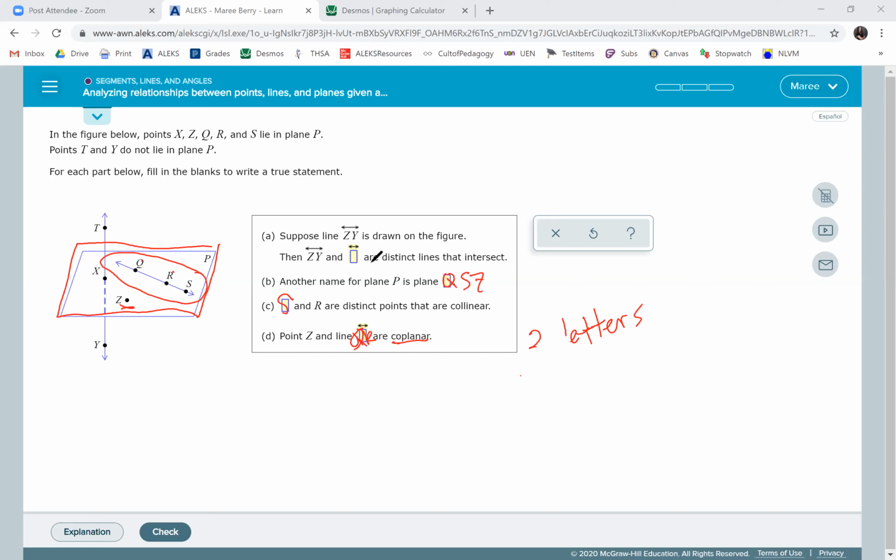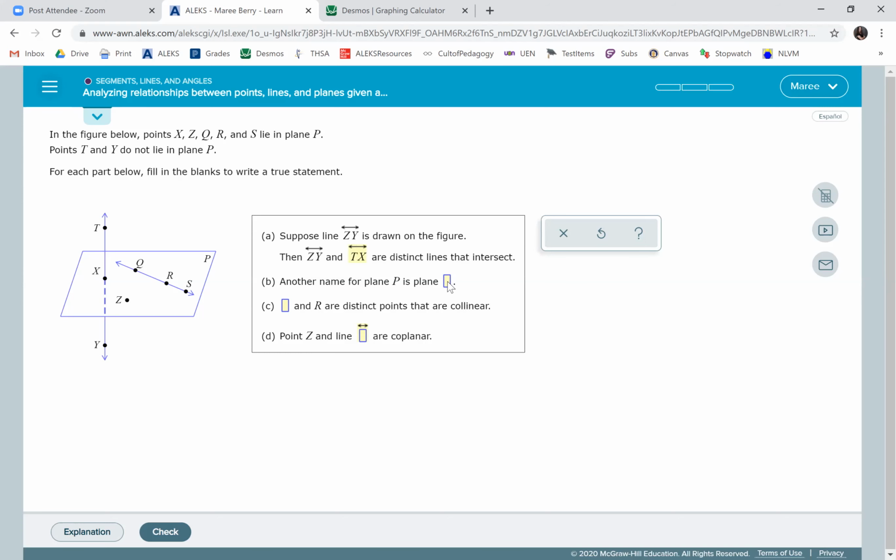Now, oh, I forgot to do this one. Oh no, I probably erased it. Now I can't remember what all I put. So I'm going to clear them all. Well, now we have to type it in. So ZY, oh yeah, it has to be this line. So TX. Another name for plane P, we need 3 letters. So I'm going to do QSZ. Distinct point, so I need a point that's with R. So I'll just do Q. And what line is with Z? I'll just call it RS.